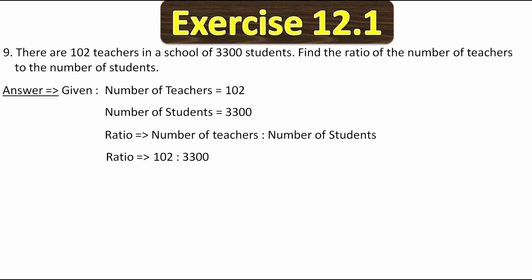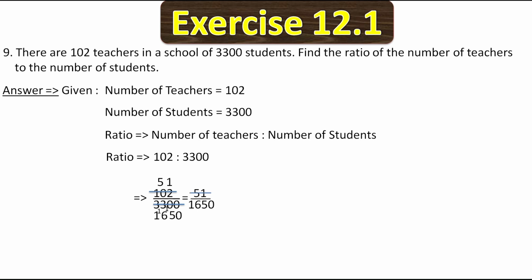Let's simplify them. Now here we have to divide it by 3. 3 1s are 3, 3 0s are 0, 3 3s are 9... 3 5s are 15, and 3 1s are 3. Now here 2 1s are 2, 1 remains, 2 6s are 12, 1 again remains, 2 5s are 10 and 2 zeros are 0. So we got 51 upon 1,650.